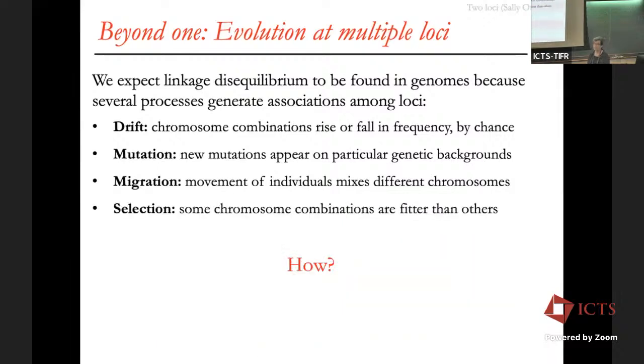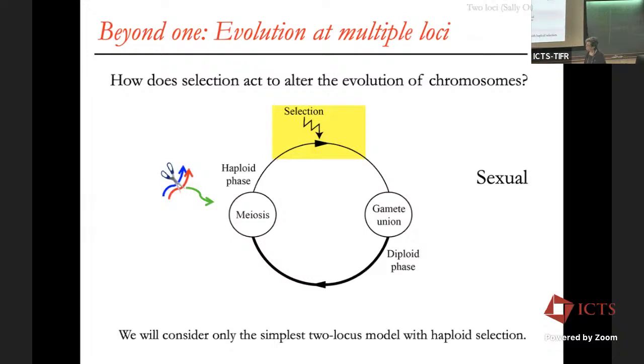All right, selection. Some chromosomes may confer higher fitness, and those combinations will then be expected to rise. So I want to now dive in and ask, how much disequilibrium do we expect selection to build, and under what circumstances? I'm going to go back to a model of selection, and keep us focused on the simplest case of haploid selection. But many of these models have been built for diploids as well. So we're going to focus on selection in the haploid phase and go through the sexual life cycle again.